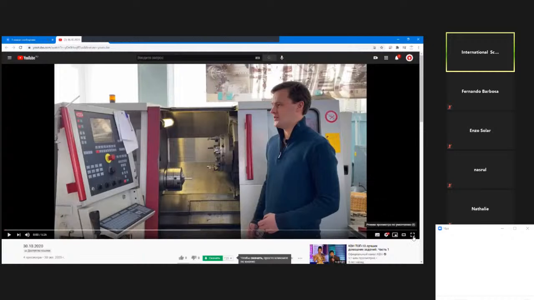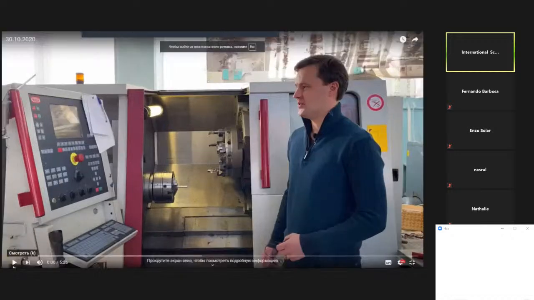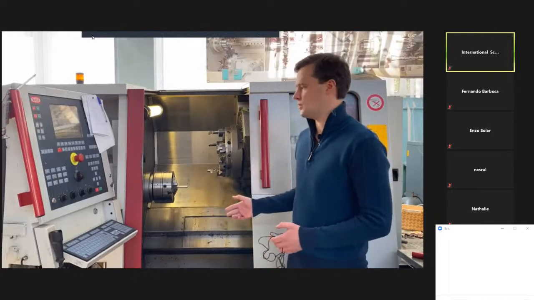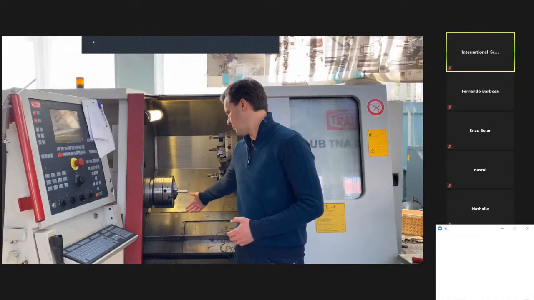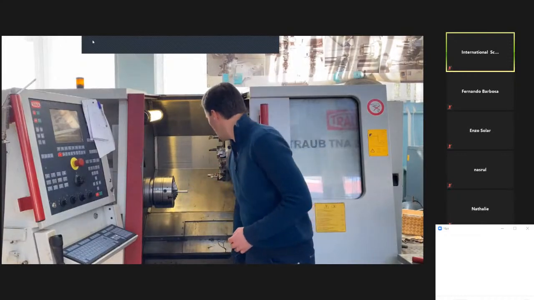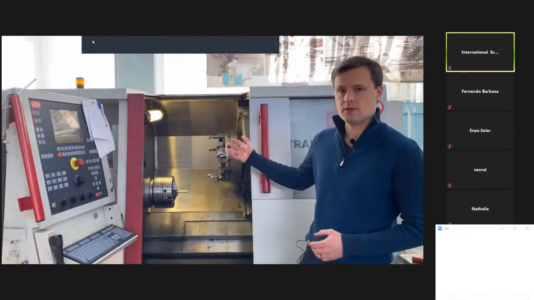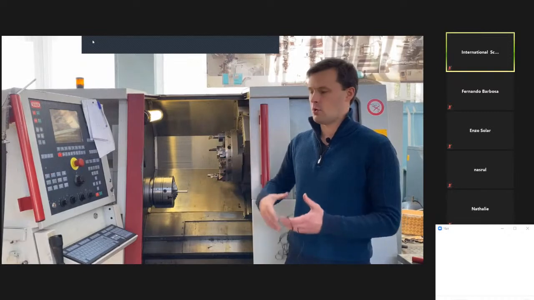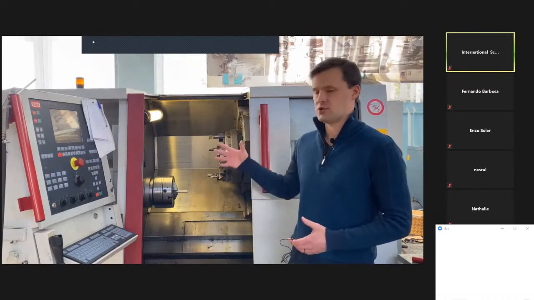Let's start from the beginning. This is a turning machine, or it's also called a lathe. And this is a turning machine with milling function. So we can make a turning process for the workpiece with turning cutting tools, or we can also set up a drilling or milling tool and make more complex parts on one single machine.